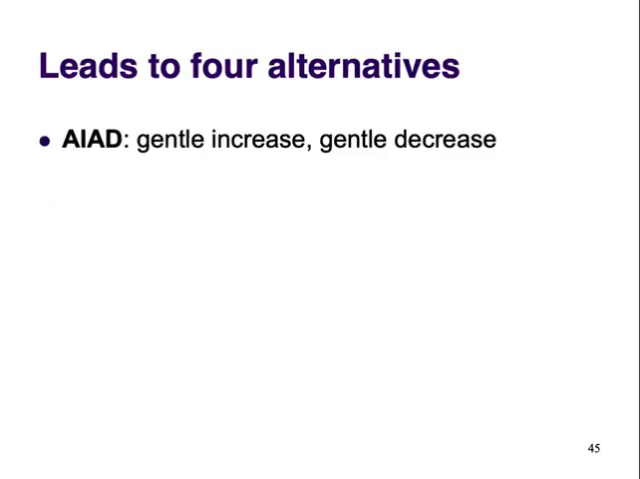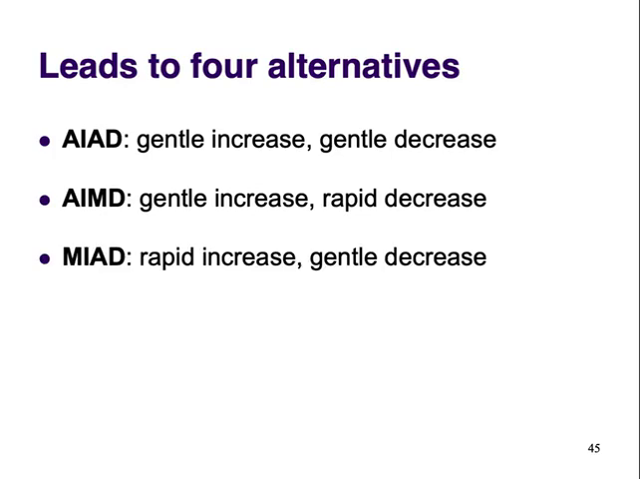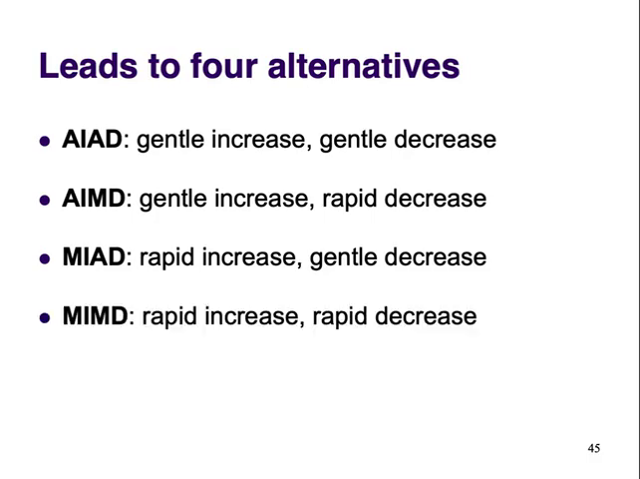So this gives us 4 design options based on how you're increasing or decreasing. AIAD is additive increase, additive decrease, which means you increase additively and you decrease additively. So you increase slowly, you decrease slowly. AIMD is additive increase, so I increase slowly, but I decrease very rapidly. MIAD is the opposite: I increase very aggressively and I decrease slowly. And MIMD is I both increase and decrease very rapidly.